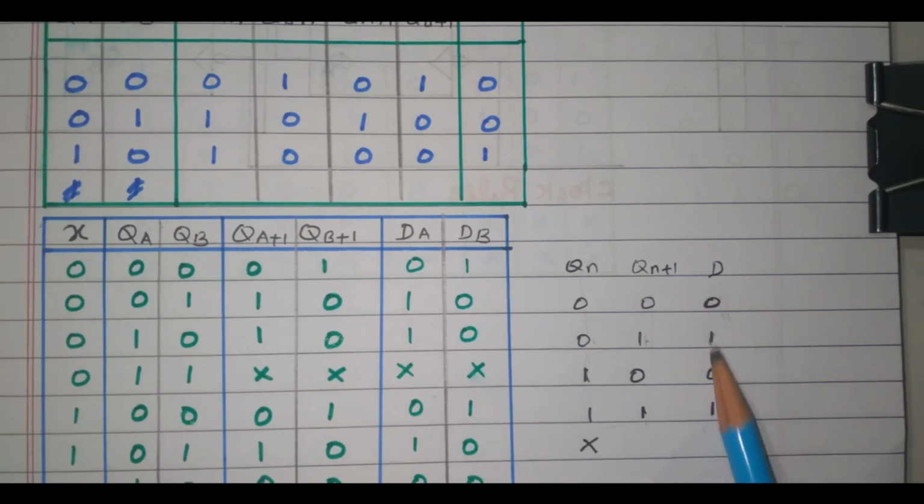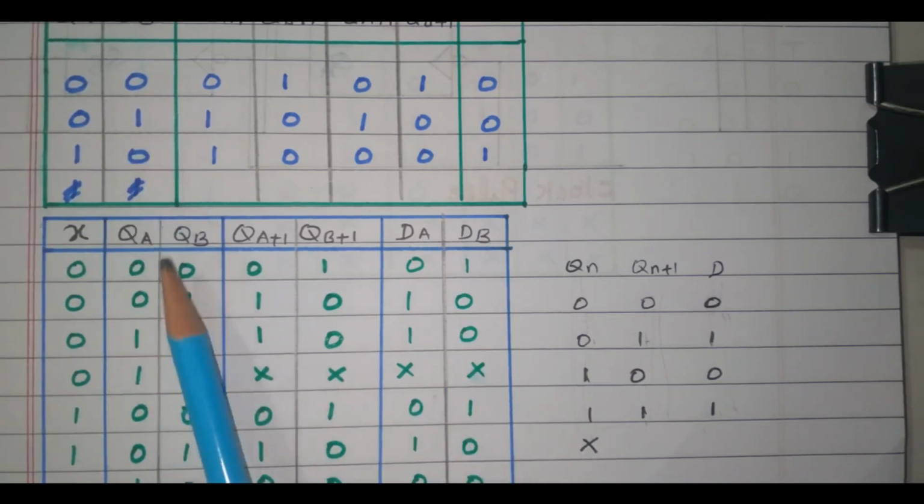Otherwise, the D input will be reflected as the next state, without considering the current state. These two are the same. The D value will be reflected as Qn plus 1. So, based on that, we can develop the design table for the D flip flop. So, this is the input X. We need to decide these DA and DB values. From this table, we need to develop this.